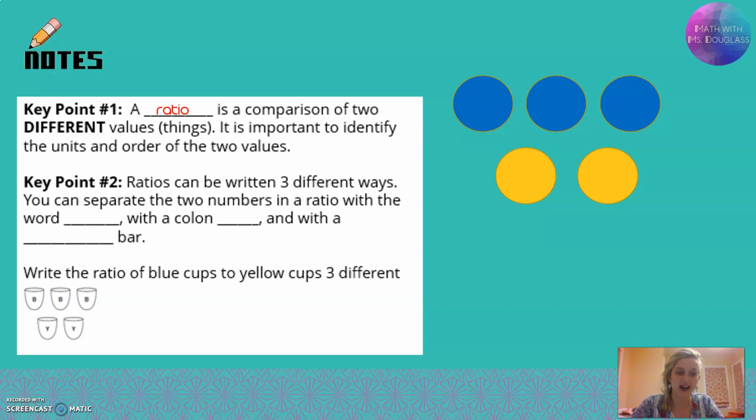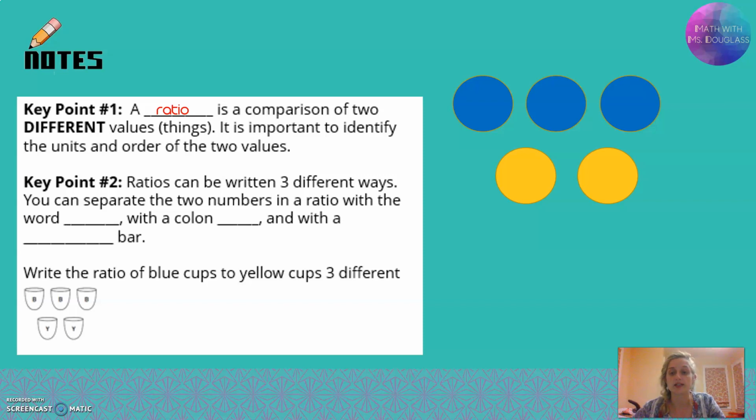Okay, so our first key point is that a ratio, which is pronounced ratio, not radio, which is how it looks. A ratio is a comparison of two different things. It's really important that you know what those two things are because they need to be separate. They can be of a similar family, like two different colors or two different shoes, but they have to be different in some way.